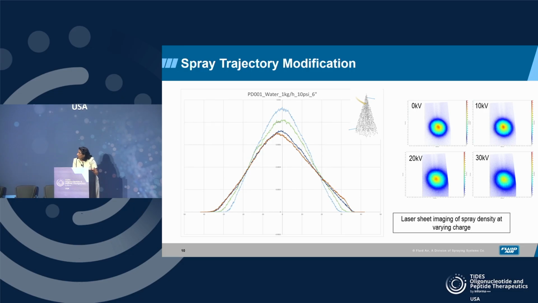The next phenomenon is spray trajectory modification. So when the droplets are atomized in conventional spray drying, it's a conical spray. But when the droplets are charged, there's repulsion and attraction among the droplets. Because of that, the trajectory is no longer conical. What you're seeing is more dispersed. What this means is the droplets are much further away. There is more drying gas between the droplets, more chances of heat transfer.